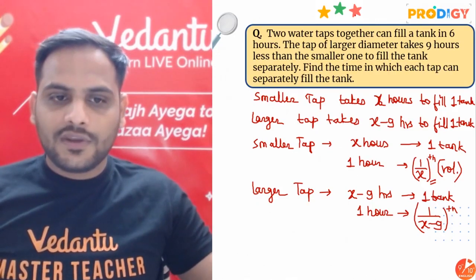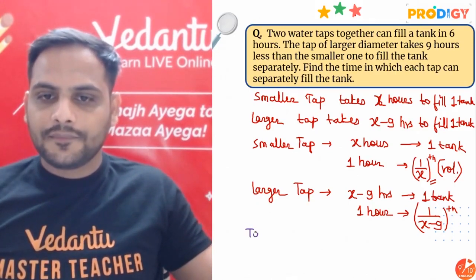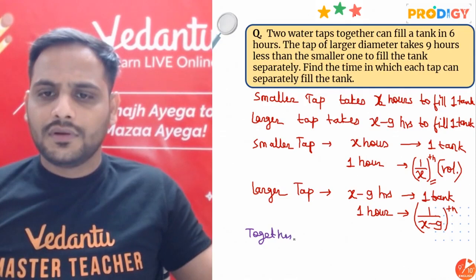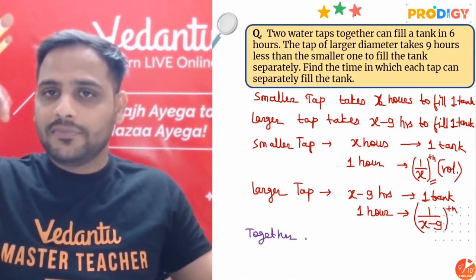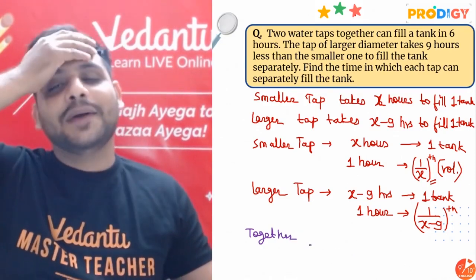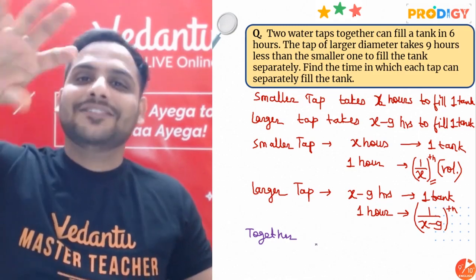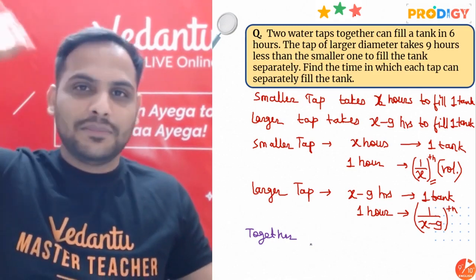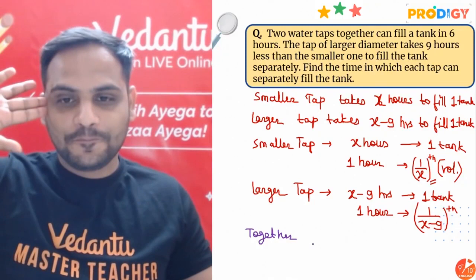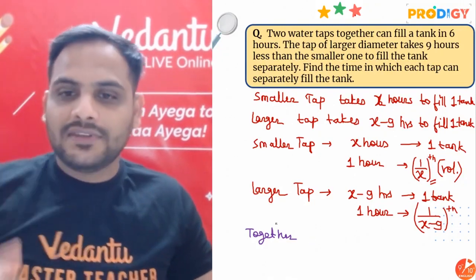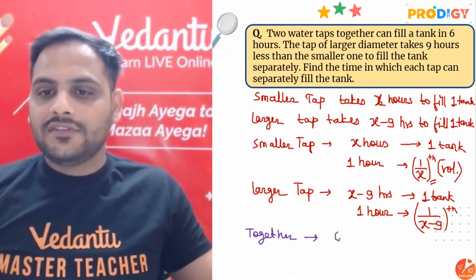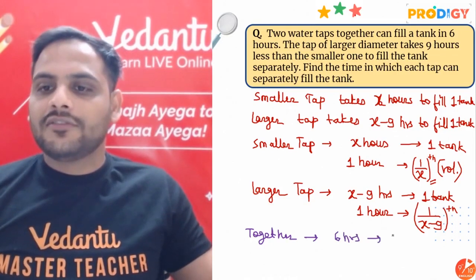So together in the question it is given together when both the taps are open together, I can say in 6 hours they are filling one tank.